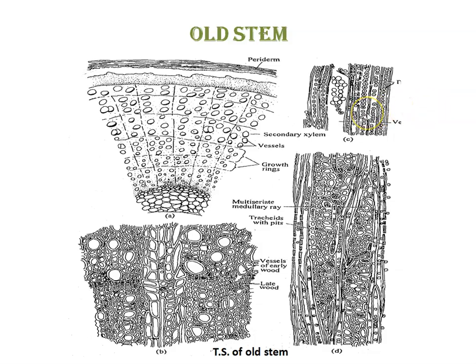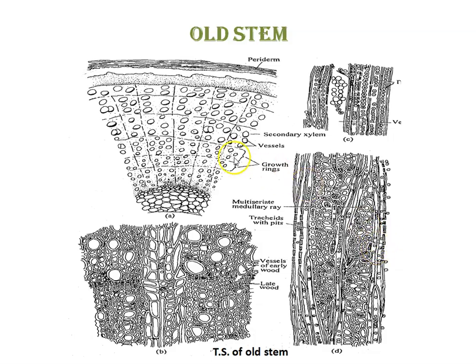Then look at this third. This is a part of stem cut in radial longitudinal section, RLS, and showing a large vessel, this part, and many tracheids. This diagram shows this portion of the stem cut in tangential longitudinal section, TLS, and showing two wide multiseriate medullary rays and many tracheids. Tracheids show bordered pits. I can see here showing bordered pits.